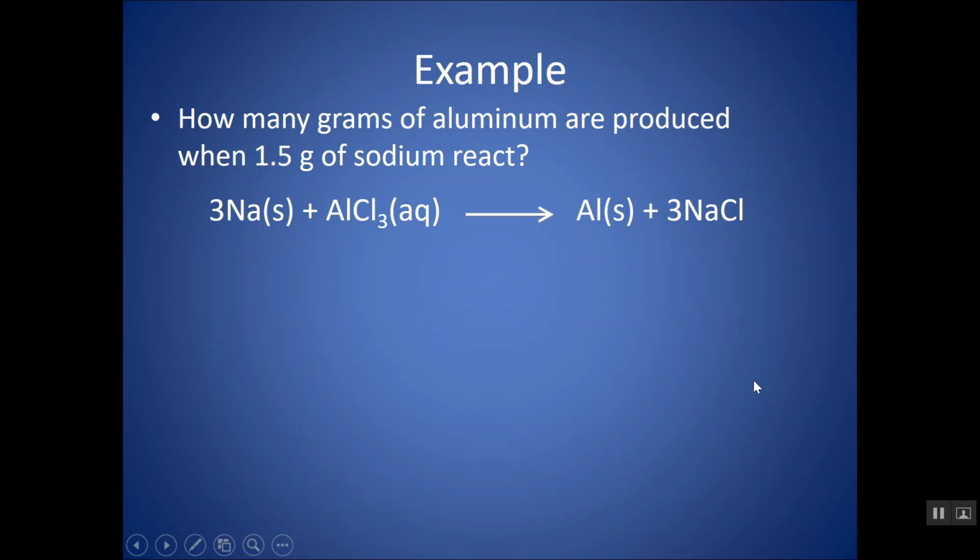Okay? Take a moment, try this example, and then check your work. 1.5 grams of sodium to start with.